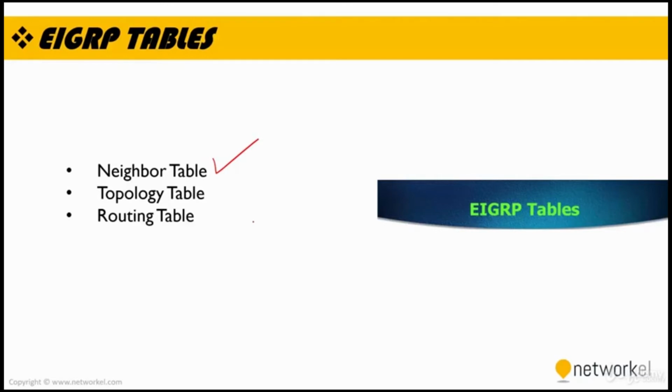In the topology table, EIGRP includes the successor, the feasible successor, and all other paths going to the target network. The difference between EIGRP and OSPF here is the use of the successor and feasible successor in the topology table, which provides faster convergence with backup routes. And we also have the routing table, which is the same as in OSPF, and includes the best paths for the target network.